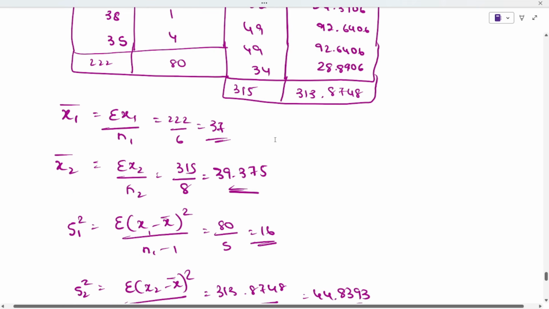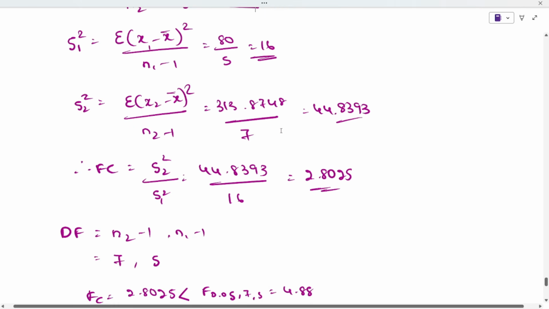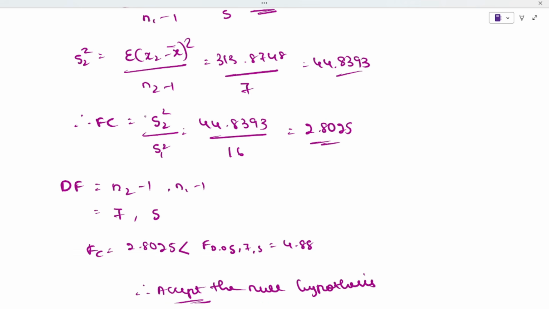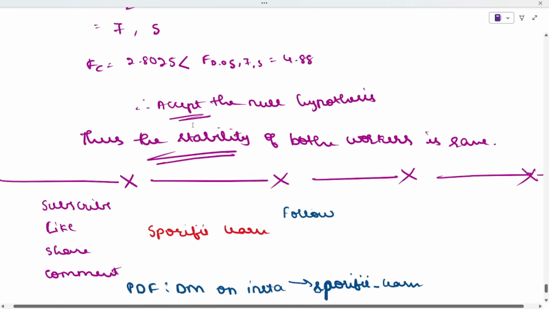Now see the method I said they have given here. You will substitute, and S1 square will be what, sigma of x1 minus x bar whole square divided by n1 minus 1, n2 minus 1. You will get some value. You will now take the FC, that will be equal to S2 square by S1 square. You will get it as 2.8025. The value which they have given was 4.88, that is less than. So accept the null hypothesis. Now the stability of both workers is same.